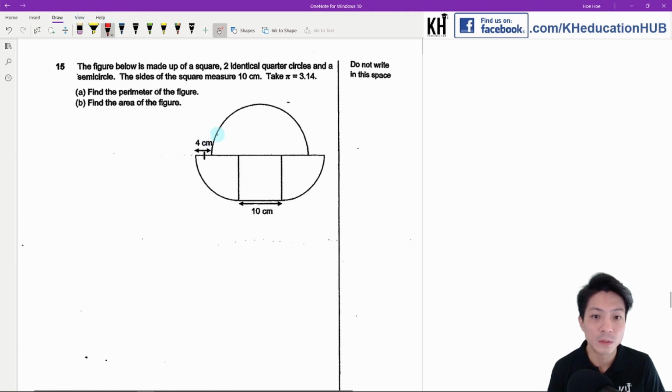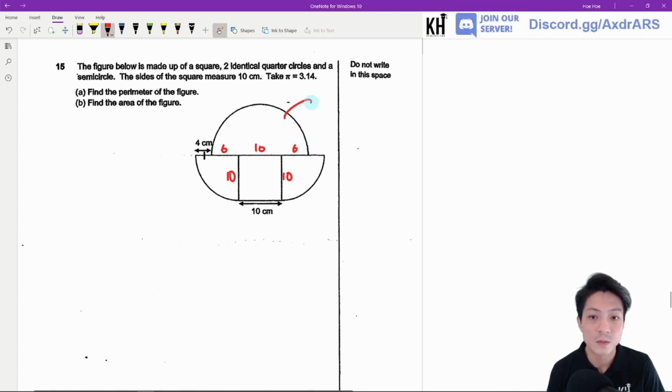Okay, so the perimeter of the figure, I need to find out what is the radius of the bigger circle first. This is 10. So the radius here is also 10. Okay, if this is 10, this will be 6. Okay, 6, 10, and 6. So in this case, the circle, okay, the radius is equal to 22 divided by 2, okay, which is 11 cm.